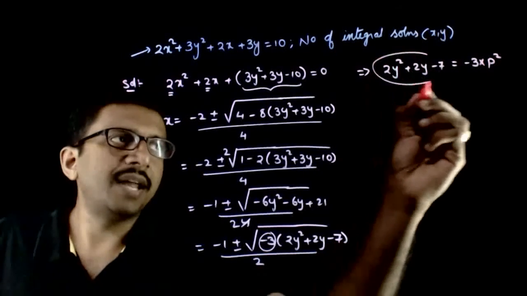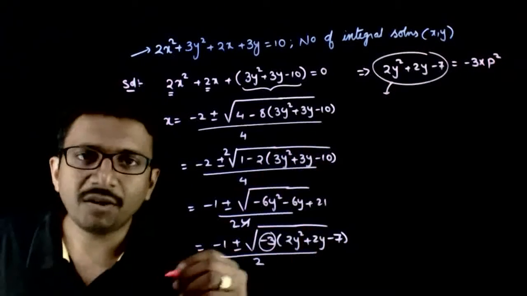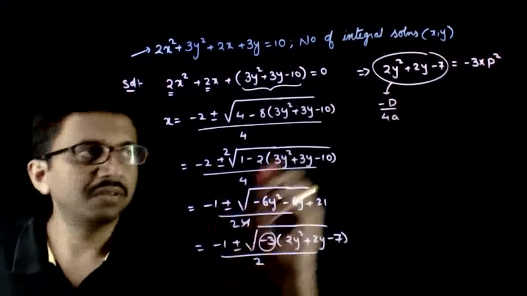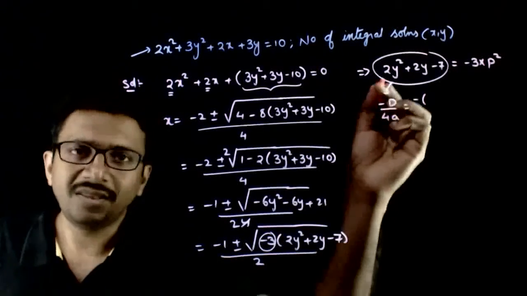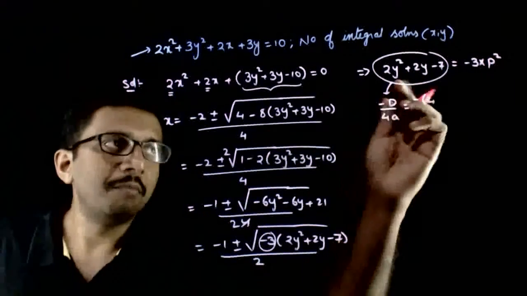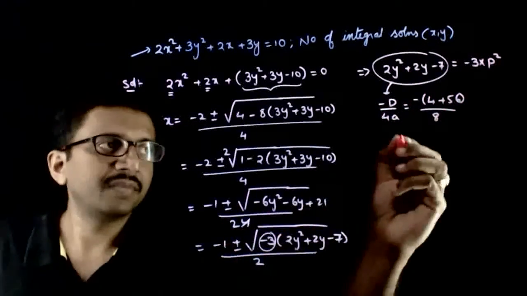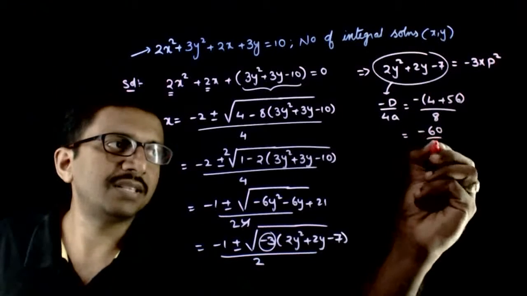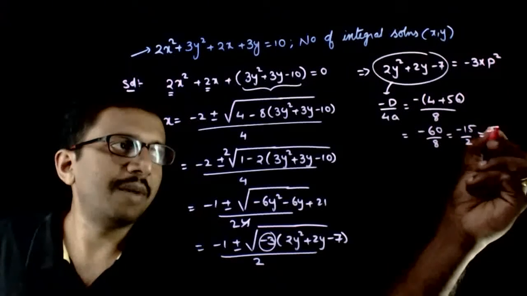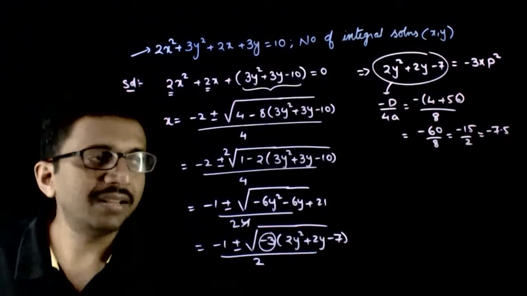So now let us try to analyze this. This is a quadratic expression. What is the minimum value of this quadratic expression? −D/4a is the minimum value. The discriminant is b² − 4ac, where b² is 4 and −4ac is plus 56, so that is −(60/8), which is −15/2, that is −7.5. That means this expression is always greater than or equal to −7.5.